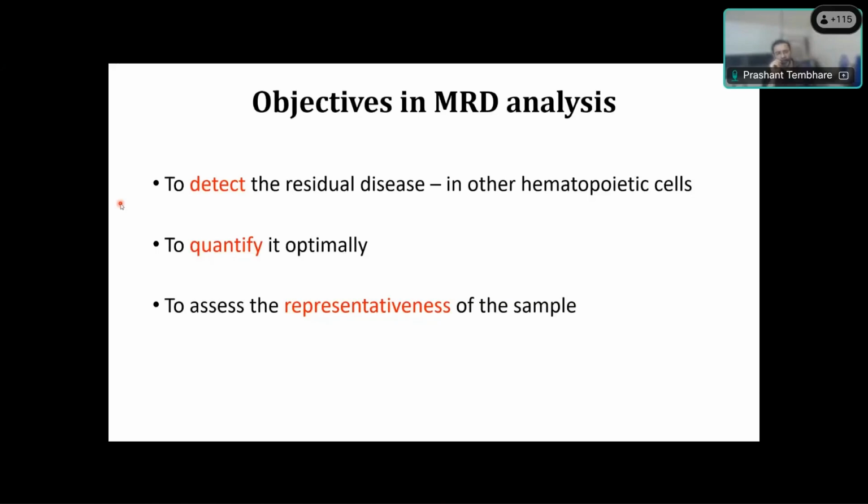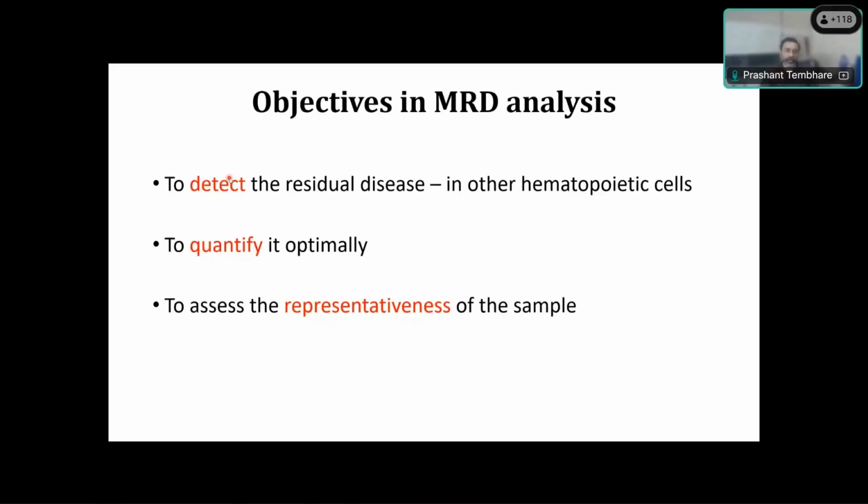But if your bone marrow is dilute, not properly aspirated, there is hemodilution, which means it is not representative. In that case, if you give a negative report, you're off, because that will be a false negative as a result of hemodilution.